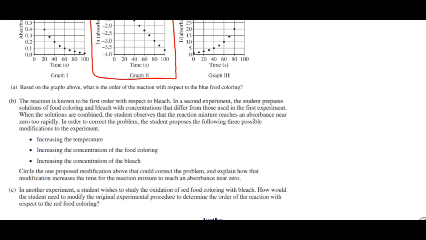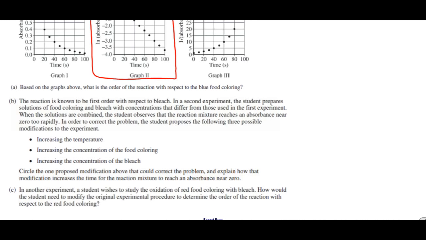Letter B, kind of lengthy, but quick in answering it. The reaction is known to be first order with respect to bleach. In a second experiment, the student prepares the solutions of food coloring and bleach with concentrations that differ from those used in the first experiment. When the solutions are combined, the student observes that the reaction mixture reaches an absorbance near zero too rapidly. In order to correct the problem, the student proposes the following three possible modifications in the experiment: increasing the temperature, increasing the concentration of the food coloring, and increasing the concentration of the bleach. Circle the one proposed modification above that could correct the problem and explain how that modification increases the time for the reaction mixture to reach an absorbance near zero.